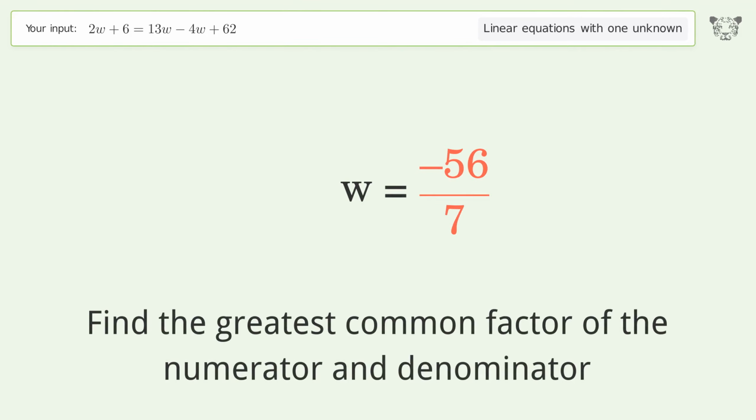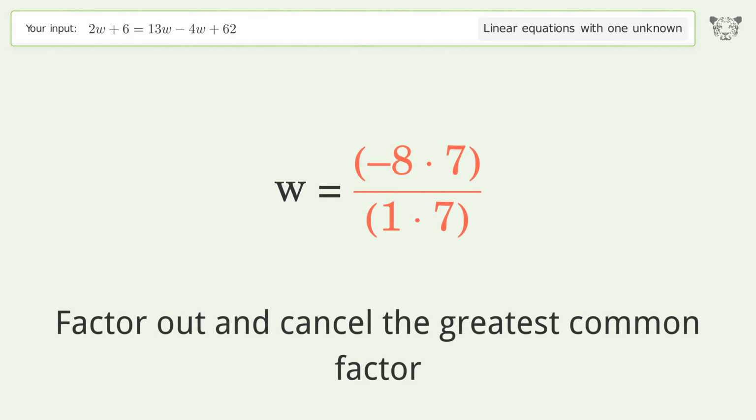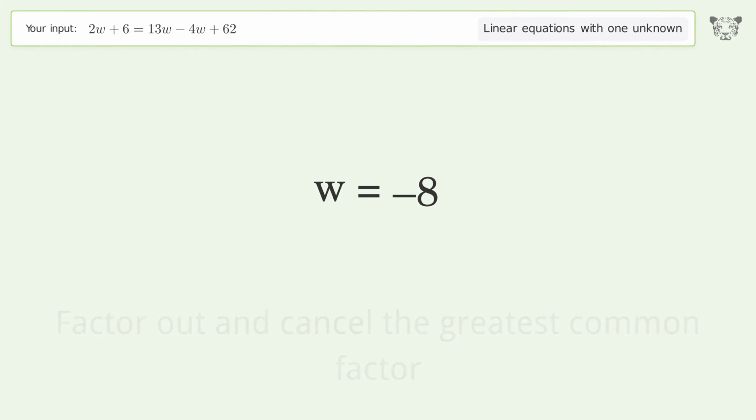Find the greatest common factor of the numerator and denominator. Factor out and cancel the greatest common factor. And so the final result is w equals -8.